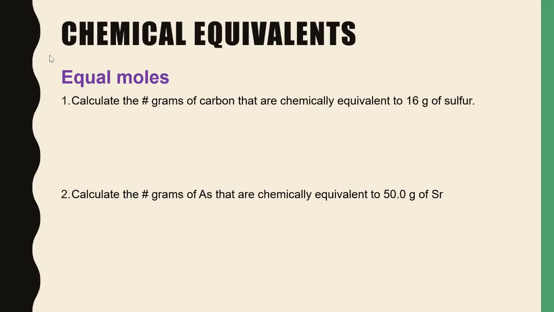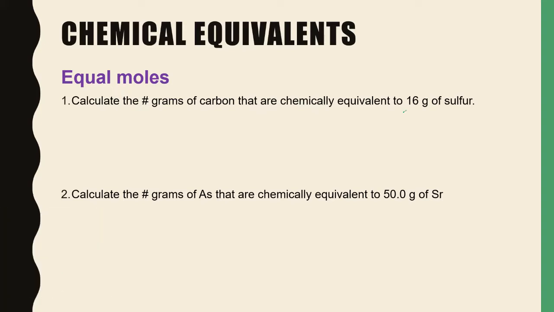All right, so let's quickly go over this idea of chemical equivalence. Basically, this is trying to show you, as we did with the periodic table, that a mole of one element doesn't have the same mass as a mole of another. So, what if it's a partial mole? That's what we're going to do here.